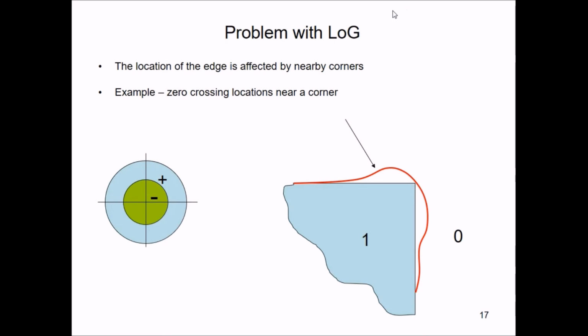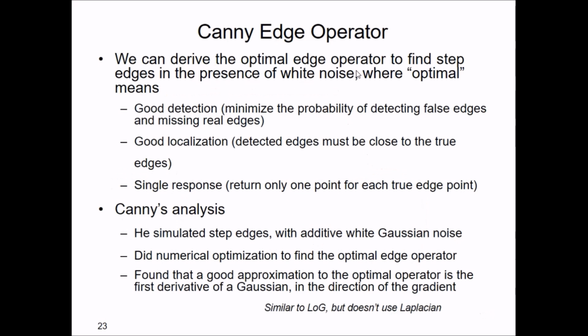So there are problems with LOG, that is Laplacian of Gaussian. The location of the edge is affected by nearby corners. For example, zero crossing locations near a corner. If you apply it near the corners, there will be a bulging. You will find the result like this. So this is a problem with the LOG.